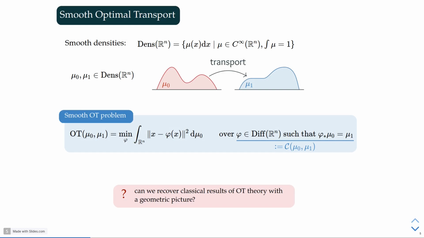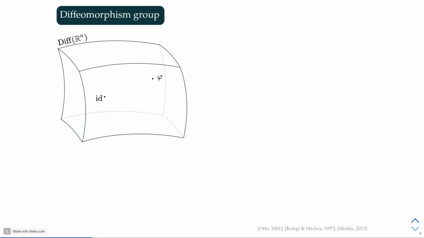Okay, so the question I'm going to try to answer during this talk is, can we recover the classical results of optimal transport theory, for instance, Brenier's theorem and also the Benamou-Brenier functional, with a nice geometrical picture? So I'm going to start right away. I'm going to consider the diffeomorphism group. We can consider this group as a Riemannian manifold of infinite dimension. I'm not going to go into details on what an infinite dimensional manifold is, but let's keep the finite dimensional intuition for this talk.